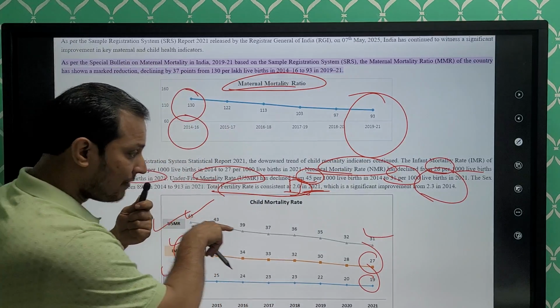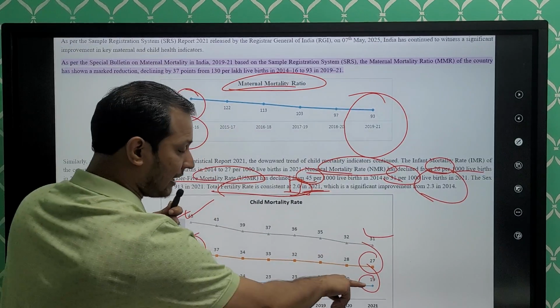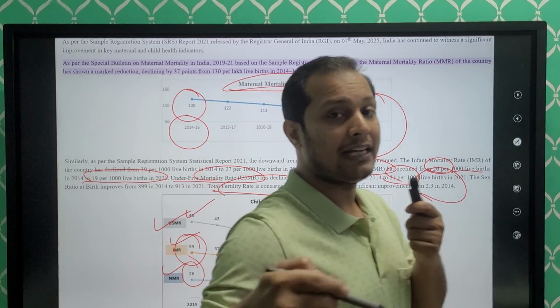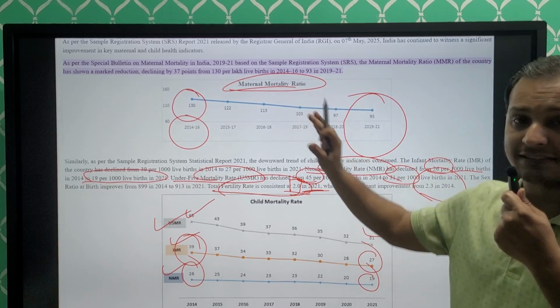So you can see it is continuously declining. They can frame questions like steadily decreasing. Okay, like this they can frame. So this graph is very, very important. These facts are very, very important.